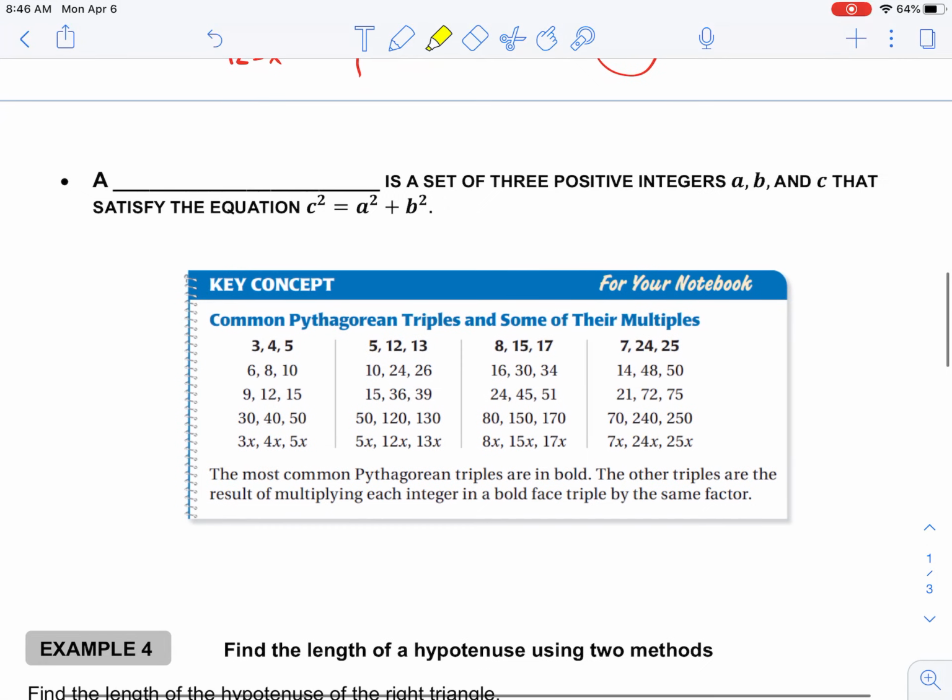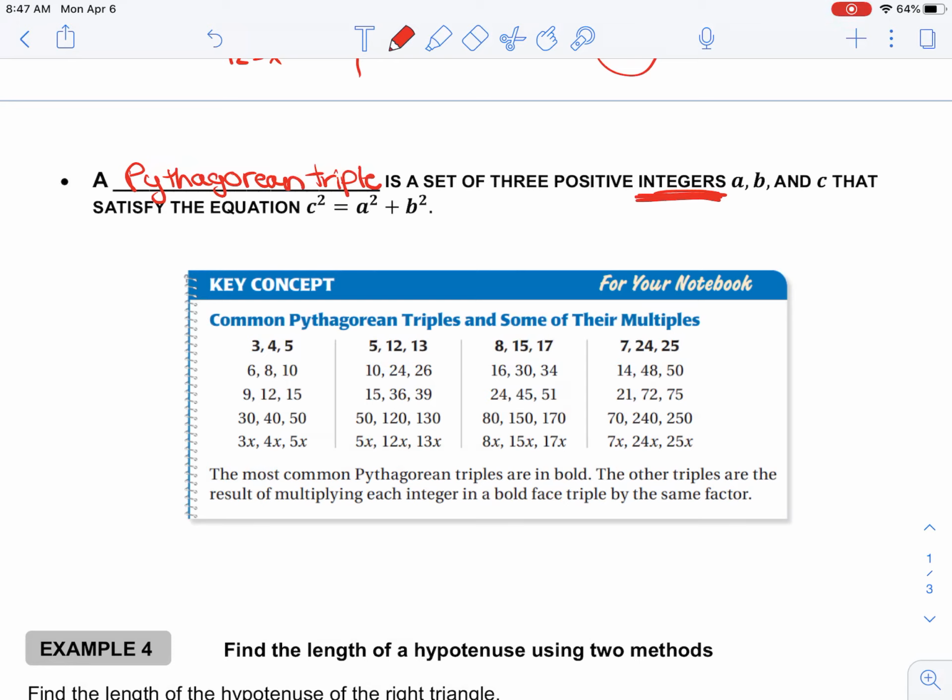All right, there's one cool thing here. I don't expect you to memorize these, but some of them you should start to recognize. We have this idea of Pythagorean triples. So a Pythagorean triple is a set of 3 positive integers. Remember, integers are whole numbers, a, b, c, that satisfy the equation c squared equals a squared plus b squared.